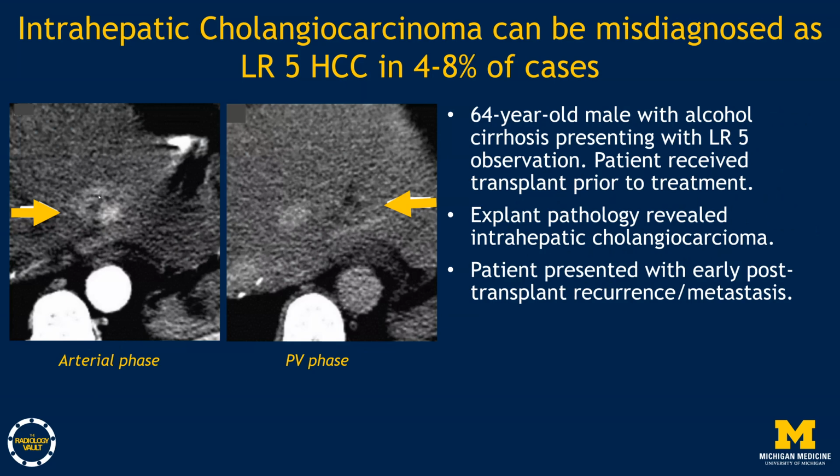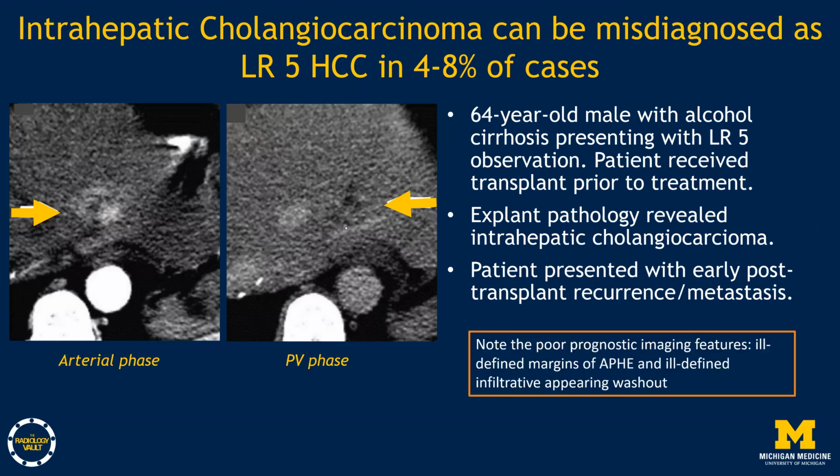Now I want to draw your attention to the ill-defined margins on the arterial phase imaging and the infiltrative appearance on the washout phase. So when we saw our original example of an LR5 HCC, we had a well-circumscribed rim of non-rim arterial phase hyperenhancement, washout, and a capsule. This one has an infiltrative washout appearance and no capsule here. So we want to be very mindful and careful when we're categorizing these observations.